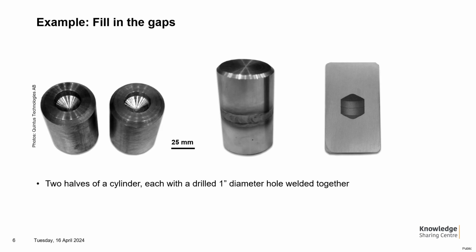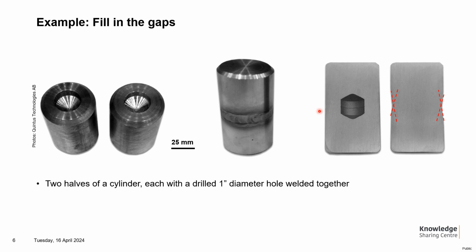We have a practical example of what HIP can do. These are cross sections where the left one is referenced as non-HIP treated, so we can see a big artificial void inside. These two halves have been welded together. And in this cross section here you can see the shape of this big artificial void.